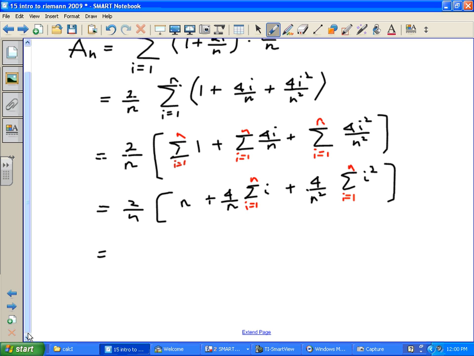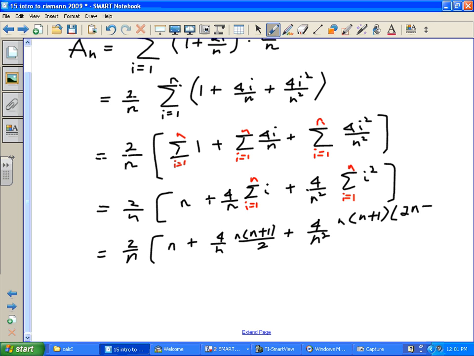Okay, let's distribute the 2 over n. As a matter of fact, before I distribute, I want to simplify my summations a little bit more. Summation of i is n times (n plus 1) over 2. And in the last term, summation of i squared is n times (n plus 1) times (2n plus 1) over 6.